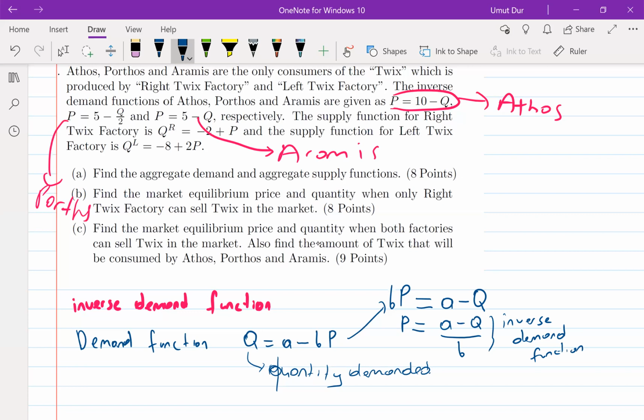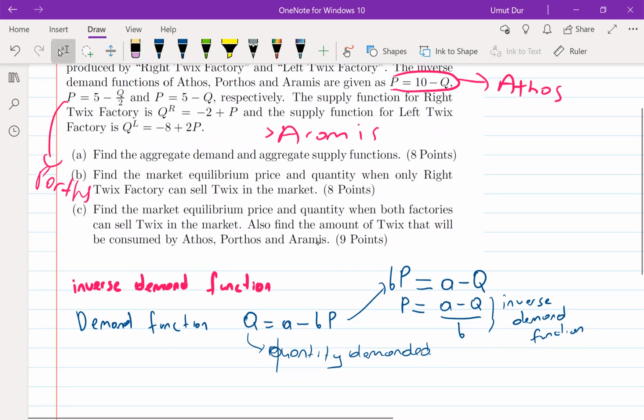Good. So let's turn to our question. We are given 3 different inverse demand functions, and we are given 2 different supply functions. Here the supply for the right factory is minus 2 plus P, and supply for the left factory is minus 8 plus 2P. Okay, so the first part of the question is asking you to aggregate demand and aggregate supply. So what does it mean?